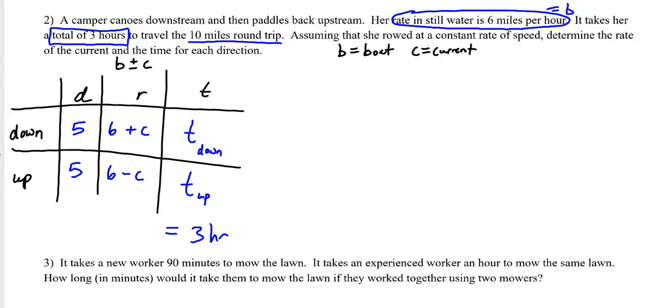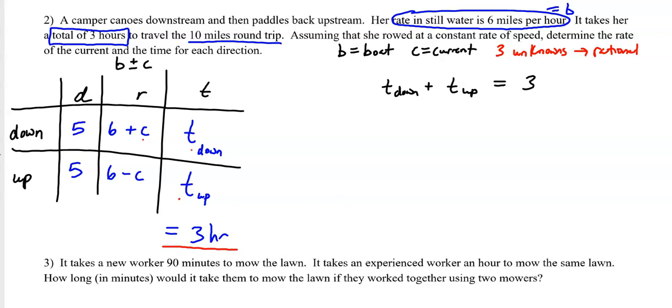So right away I look at this problem, and I'm like, oh crap. I don't have a current, I don't have a time down, and I don't have a time up. So I have 3 unknowns. And whenever you have 3 unknowns, we're going to end up using a rational equation here. And what I know is I'm going to use this part right here as my setup. Because I do know one thing, that the time down plus the time up is 3 hours.